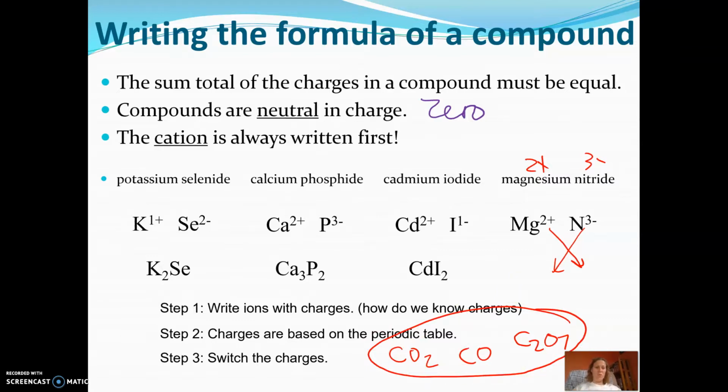Whatever the name is, that's what the formula is. Every time. No need for prefixes. No prefixes. Do not use prefixes. Forget them for the next 3 rules. No prefixes.